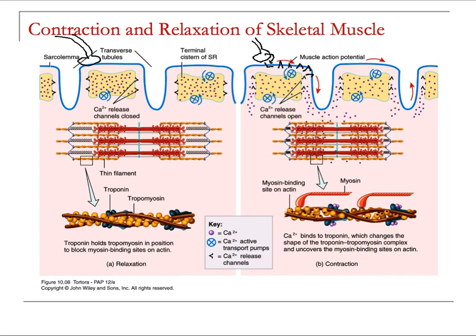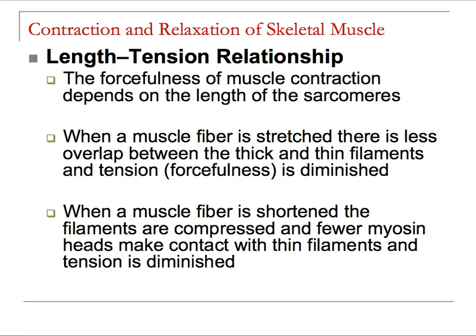Once you understand it, though, so let's get rid of the cartoon. Get rid of that. Move to the next slide. There's an efficiency where the forcefulness of muscle contraction depends on the length of the sarcomeres. So when a muscle is stretched, there is less overlap. When it's shortened, there may be too little of an overlap.